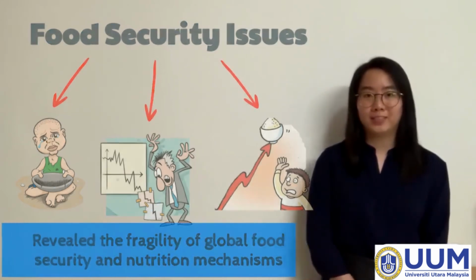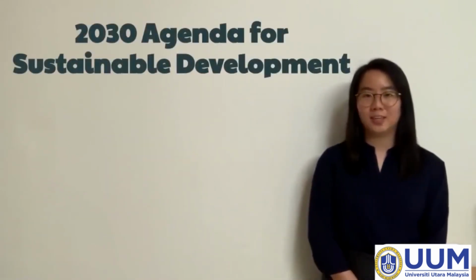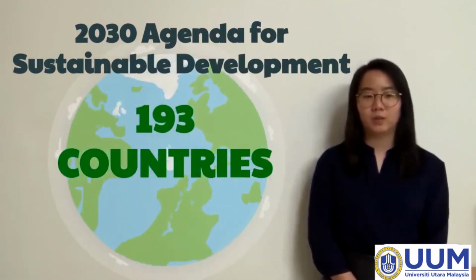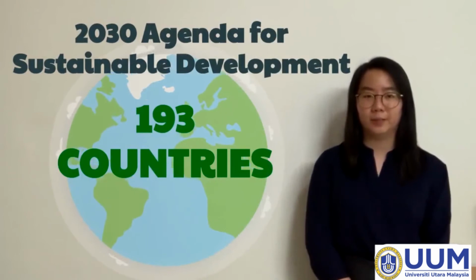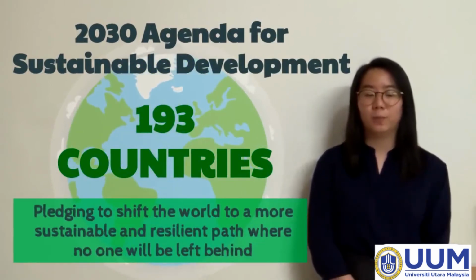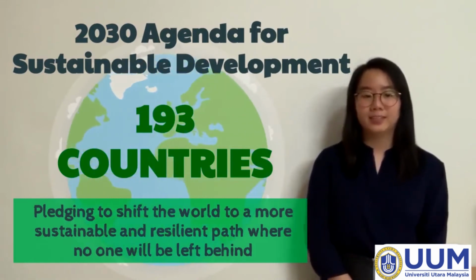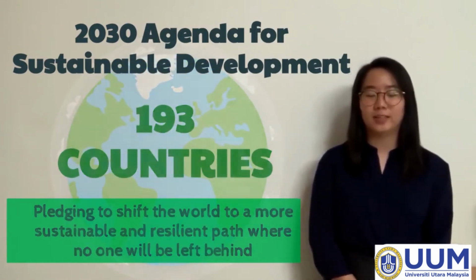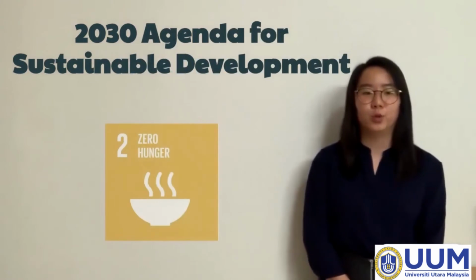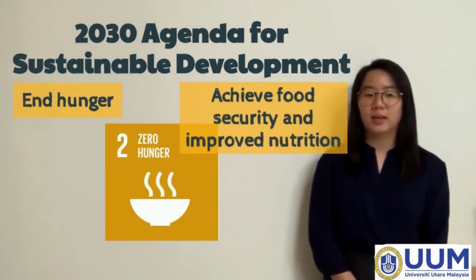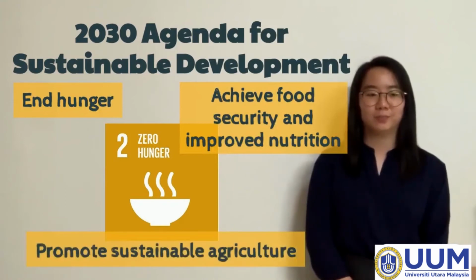The first part of policy and governance is the 2030 Agenda for Sustainable Development. 193 countries adopted the 2030 Agenda for Sustainable Development, pledging to shift the world to a more sustainable and resilient path where no one will be left behind. This agenda is closely related to SDG Goal number 2, which is to end hunger, achieve food security and improve nutrition, and promote sustainable agriculture.